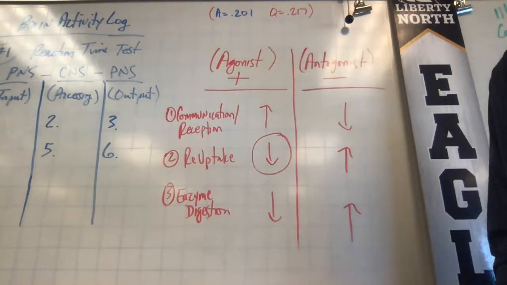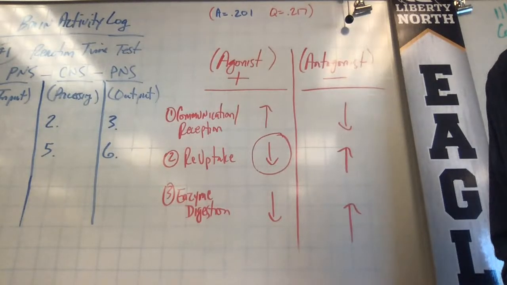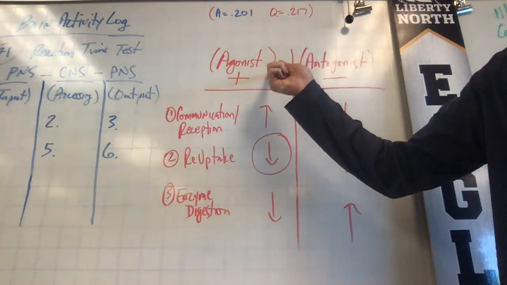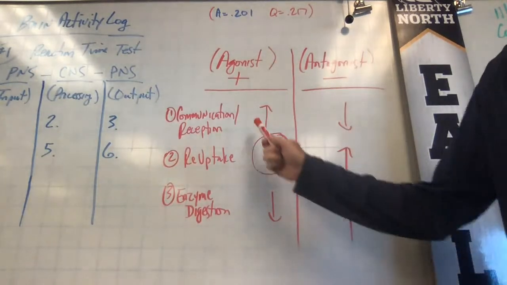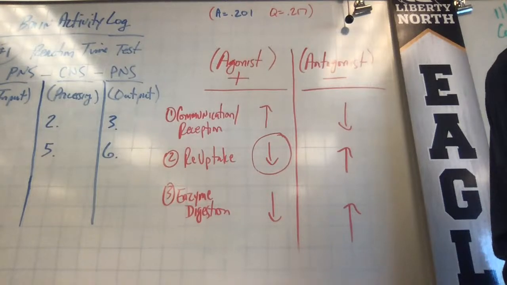So let's say I was doing Parkinson's. I'd say, which neurotransmitter is involved in the disorder? You'd say dopamine, and it's a lack of dopamine. So they're going to need an agonist then. We need to increase it. How would you increase it? You can do what we talked about. I'm going to do mechanism number one. I'm going to give them synthetic dopamine, or just give them medication that increases the communication and reception of dopamine.